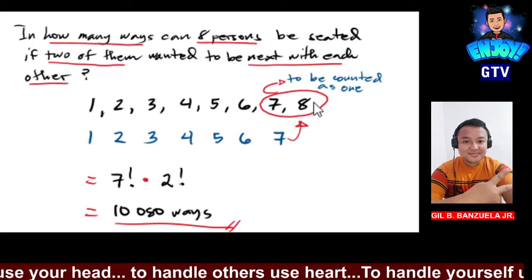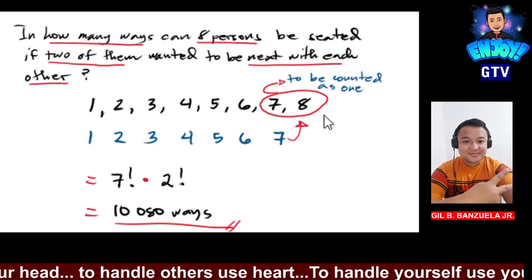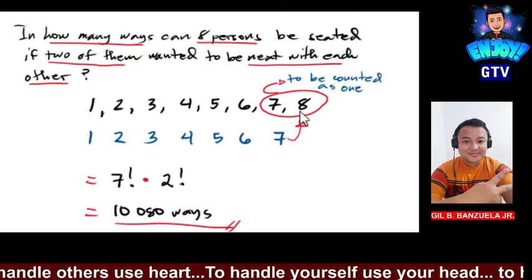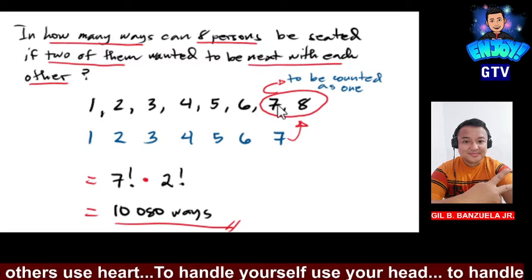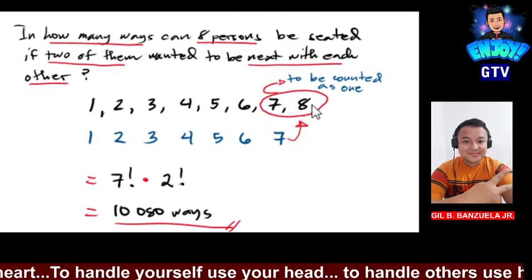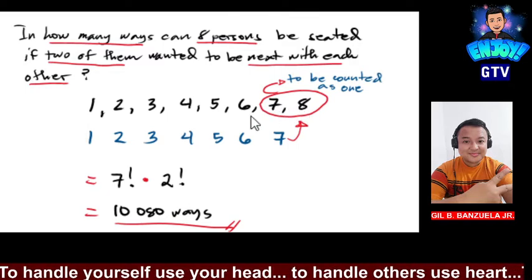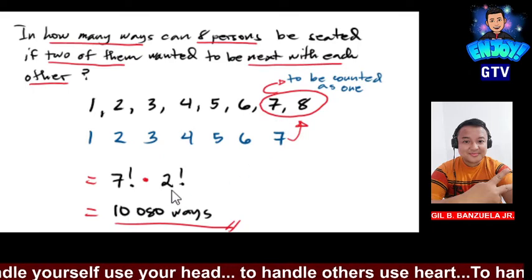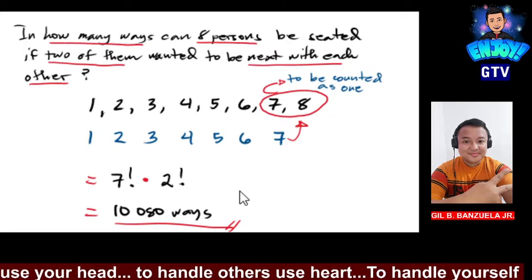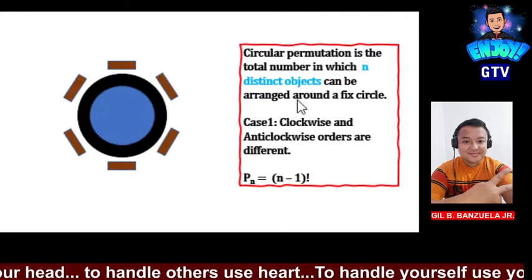So, again, please take note. Pag gusto nila magkatabi, we have to count them as 1. And we have to consider as well the number of ways na ma-rearrange natin yung kung ilan man yung gustong magkatabi. In this case, we have 2. That's why we have 2 factorial ways. Alright. And multiply. Okay? Next problem.